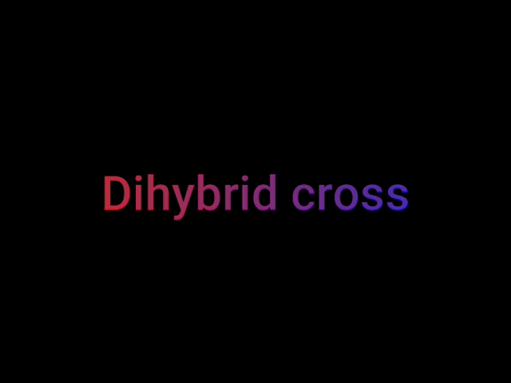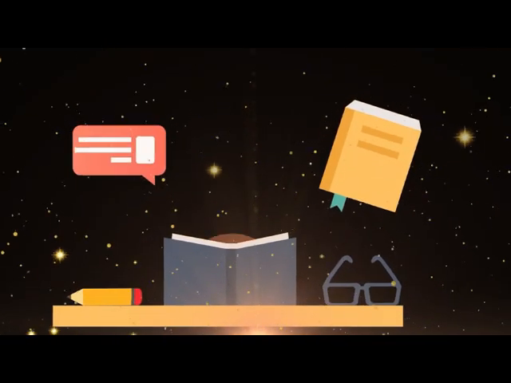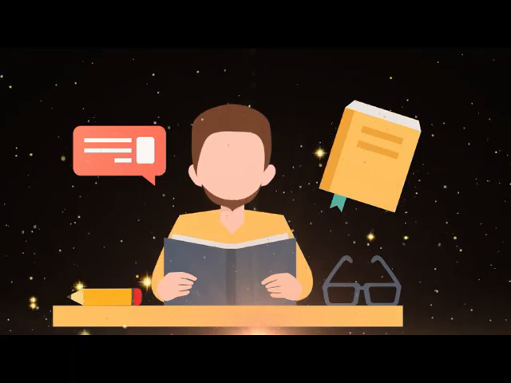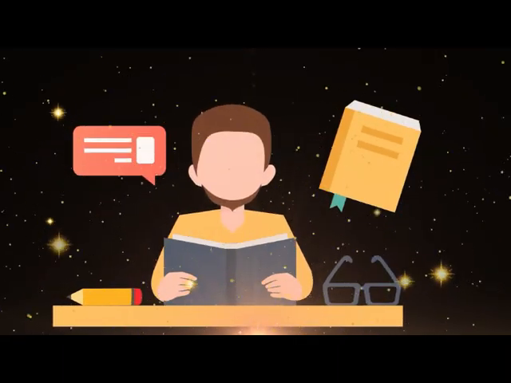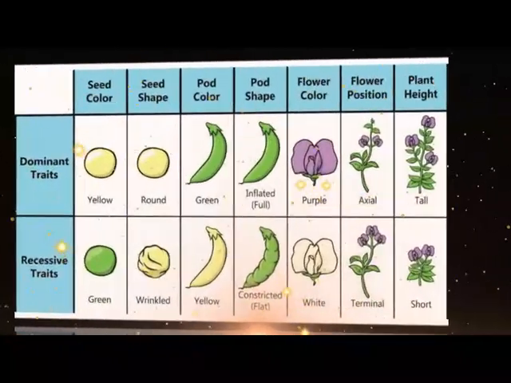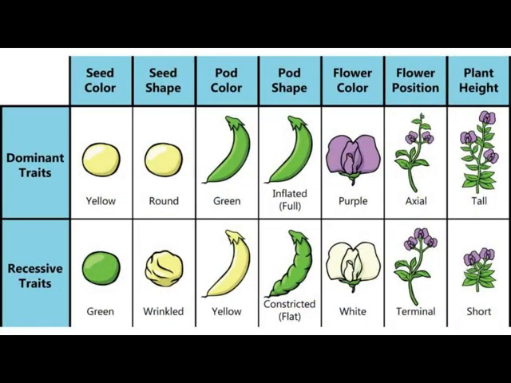Okay, so whenever this type of short note or question comes, you have to explain with the example, drawing a cross-like form in the table which we can see. So Mendel's conclusions and findings by doing monohybrid and dihybrid cross.